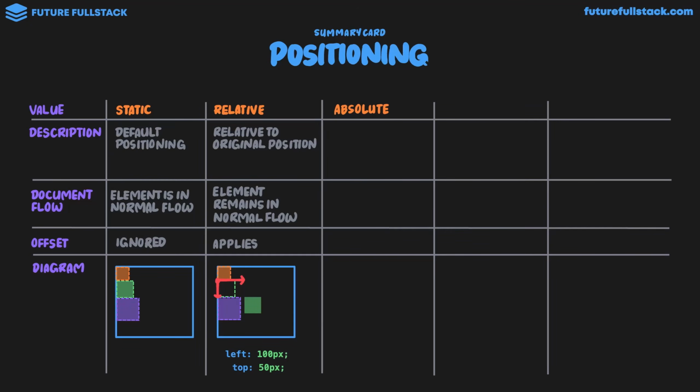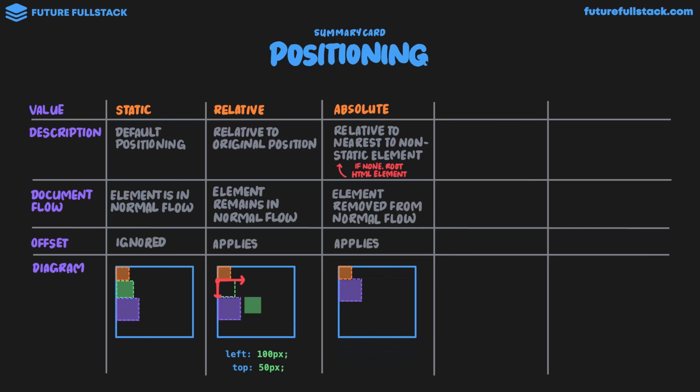For absolute positioning, it's relative to the nearest non-static element, and if there are none, it's the root HTML element. However, we saw it's more common to anchor a parent element with the position relative property, so that we can position our absolutely positioned element in relation to that parent element. When absolutely positioned, the element is removed from normal flow, and offset properties apply.